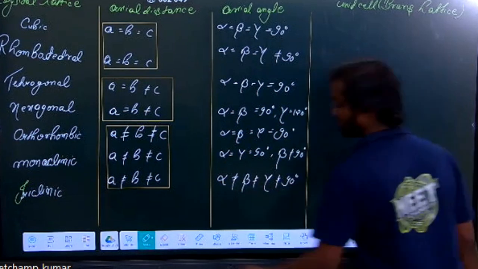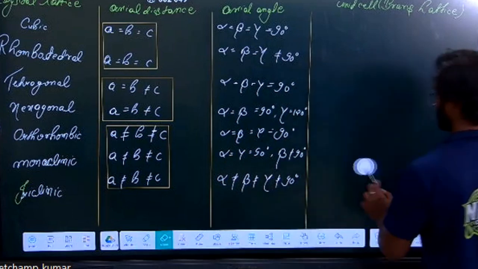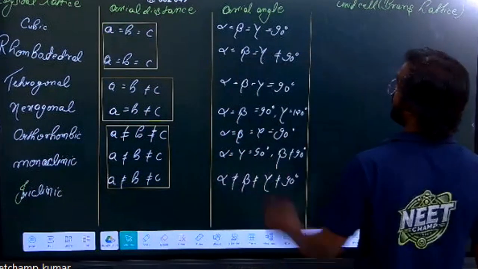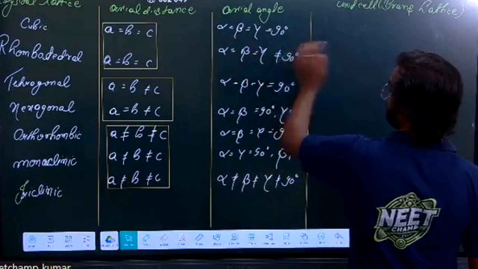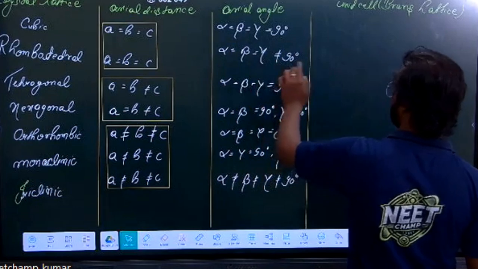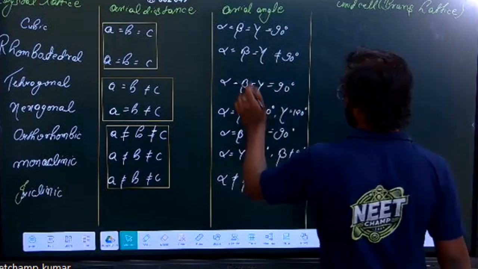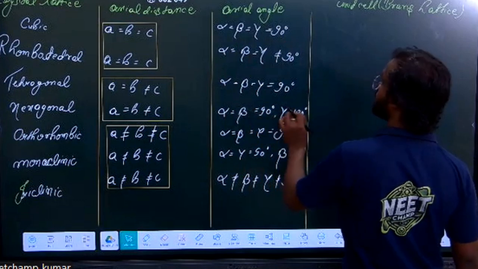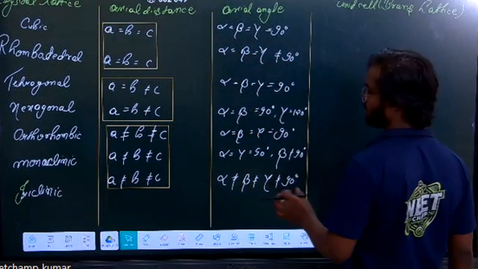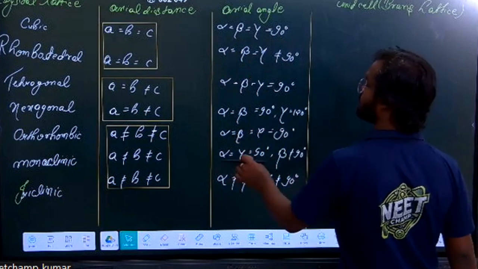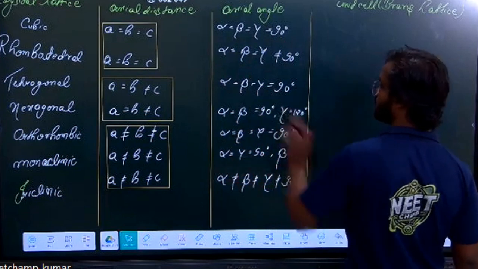So this is how you can remember it. Here you can see there is also a pattern going on. First is alpha equal to beta equal to gamma equal to 90. Then alpha equal to beta equal to gamma but not equal to 90. Then again alpha equal to beta equal to 90 and gamma equal to 120. Then again alpha equal to beta equal to gamma equal to 90. Then alpha equal to gamma equal to 90 and beta not equal to 90.